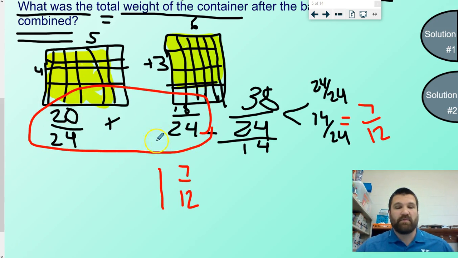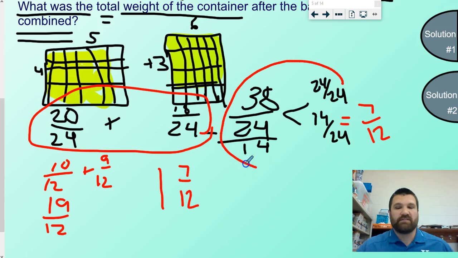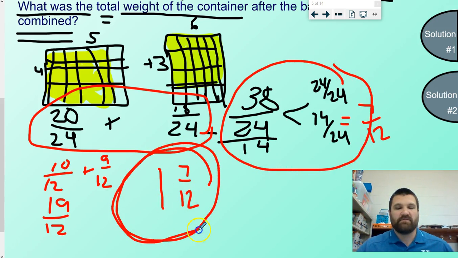We could have done that at this point. I could have said, well, these are both even numbers, so this could be 10/12 and this one could be 9/12. And then I have 19/12. And then I could, again, do this phase over here, and you'll still end up with this answer. So the answer would be, she has 1 7/12 kilograms of food.